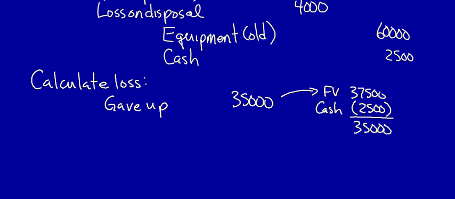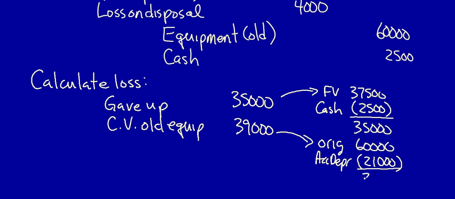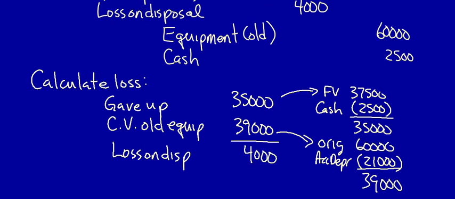Now I compare that to the carrying value of the old equipment, $39,000. How is that calculated? The original cost, $60,000, less accumulated depreciation, $21,000, gives a carrying value at the date of disposal of $39,000. If I compare these two, it will determine the loss on disposal, $4,000, which is exactly the same as what I recorded in my entry.